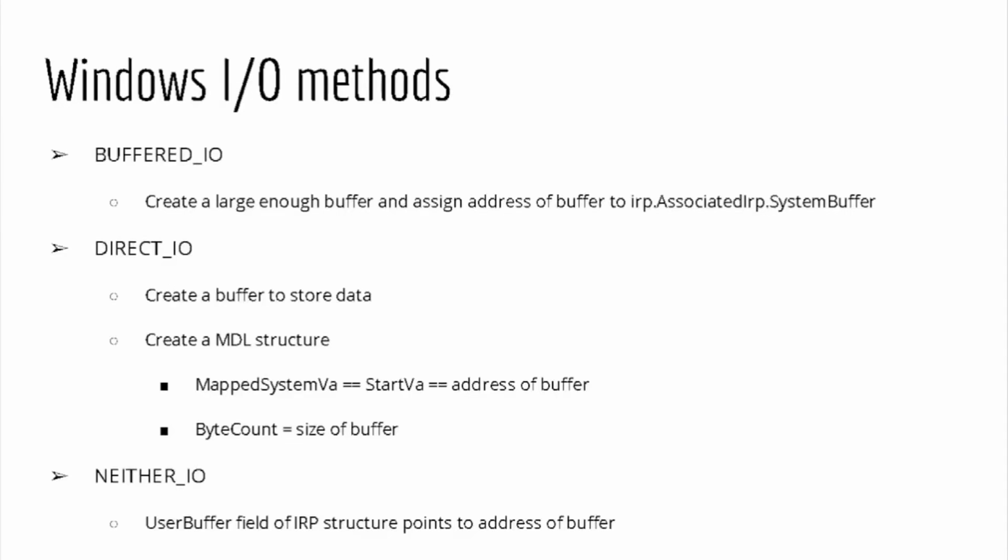There are three methods to communicate with a driver. The first method is buffered I/O. I create a large enough buffer and assign a copy of this buffer to the IRP system buffer. The second method is direct I/O. I create a buffer to store data and create an MDL structure for this buffer. And the last one, neither I/O. I just set the user buffer field of the IRP structure to point to the address of this buffer.